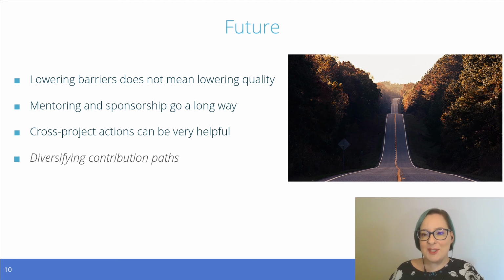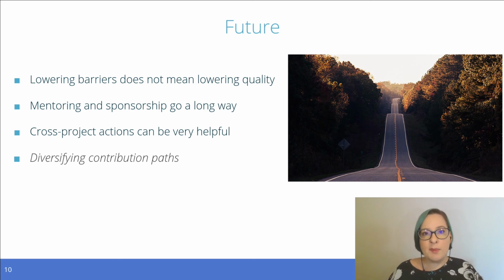I've included a picture of a long road ahead, and I think the idea is to think long-term. First of all, we have to realize that lowering barriers of entry does not mean lowering quality for our projects. People can thrive and they can learn to be their best selves inside our project if only we have the infrastructure to allow them to ask questions and feel safe about it. Mentoring and sponsorship go a long way, and so this is something that we need to find the time and the motivation to do.